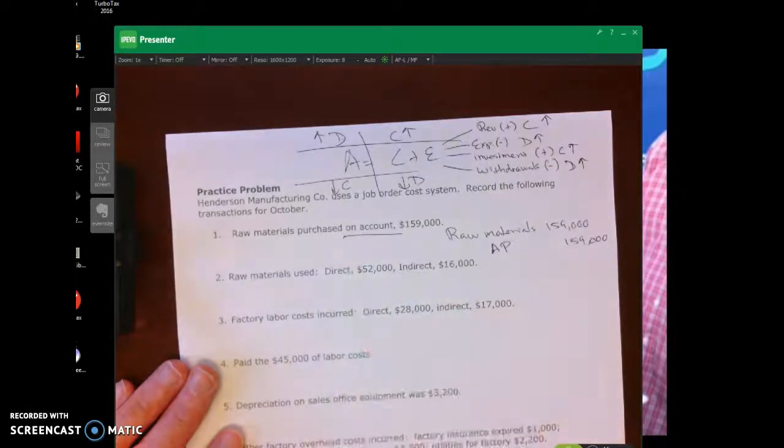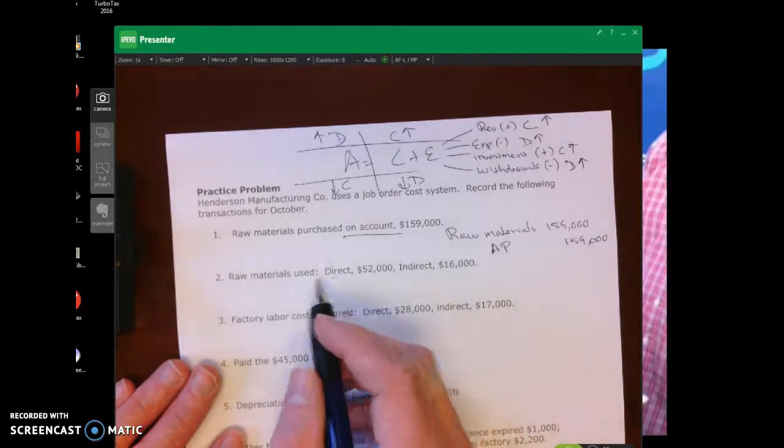Raw materials used. Remember from that diagram that we went over earlier in the course, the direct materials go straight to WIP. The indirect materials, on the other hand, go to manufacturing overhead. You can think of manufacturing overhead as a temporary area where we're going to hold our overhead expenses, and then we apply overhead on a periodic basis to work in process. Then, once the good is finished, it moves from work in process to finished goods, and then from finished goods to cost of goods sold when it's sold.